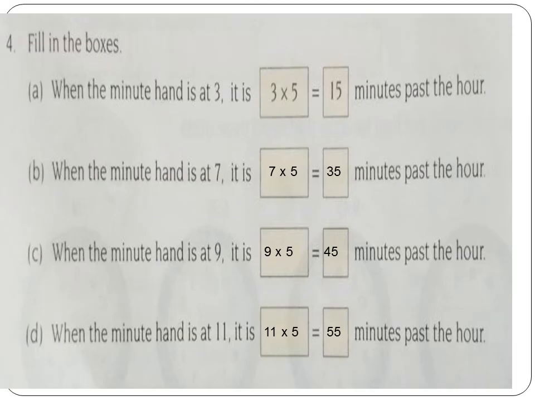Next, fourth one, fill in the blanks. A. When the minute hand is at 3, what you have to do is multiply 3 into 5, which gives you 15 minutes past the hour. B. When the minute hand is at 7, 7 should be multiplied by 5. So 7 5s are 35 minutes past the hour. C. When the minute hand is at 9, 9 into 5 gives you 45 minutes past the hour. D. When the minute hand is at 11, 11 into 5 gives you 55 minutes past the hour.